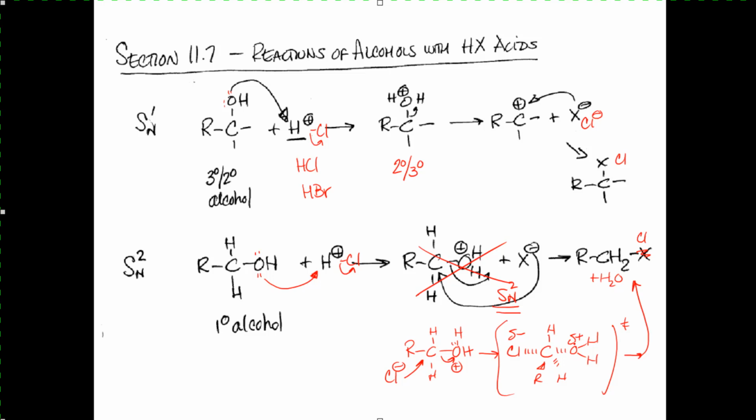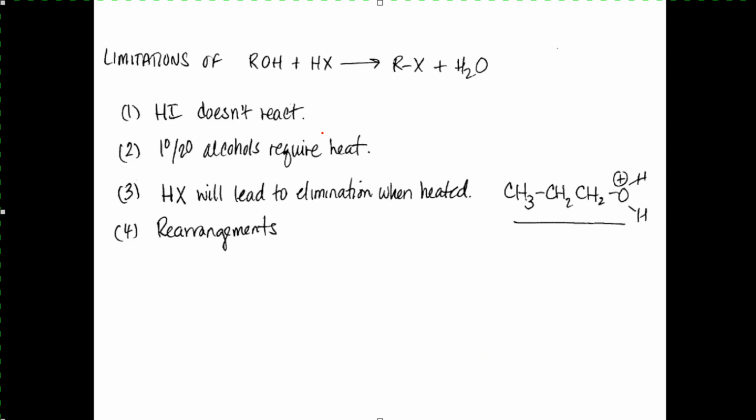Okay. So we know how to substitute the OH with a halogen. But there are some issues. The limitations on reacting an alcohol with something like HCl or HBr to form the alkyl halide are that HI just doesn't react, so this is not a good way to make an alkyl iodide. The primary and secondary alcohols do require heat to make this reaction go.